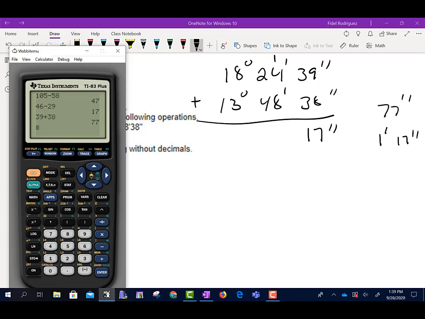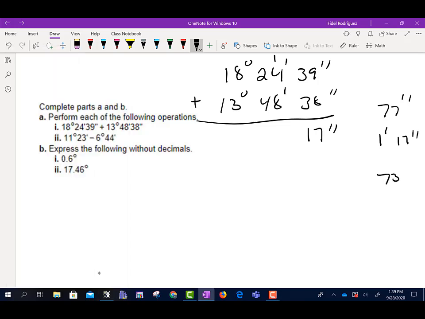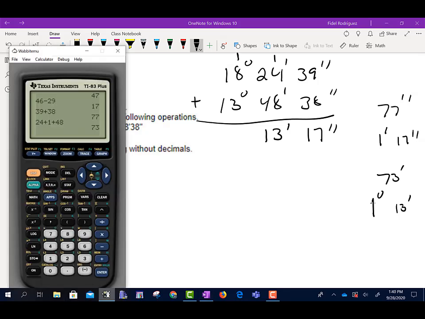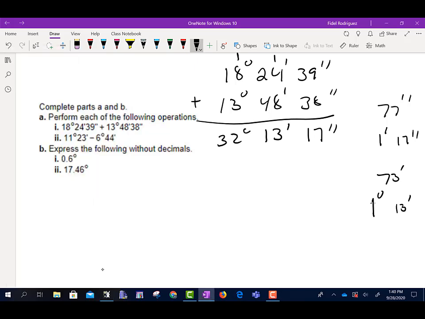Now, I'm going to add 24 minutes plus that 1 minute that we're carrying over plus 48 minutes. And that's giving me 73 minutes. So 73 minutes. Isn't that the same thing as 1 degree and 13 minutes? So I'm going to keep my 13 minutes right here, and I'm going to carry that 1 right there. And I'm going to get my calculator, and I'm going to carry the 1 plus now the 18 plus now the 13, and this is 32 degrees.